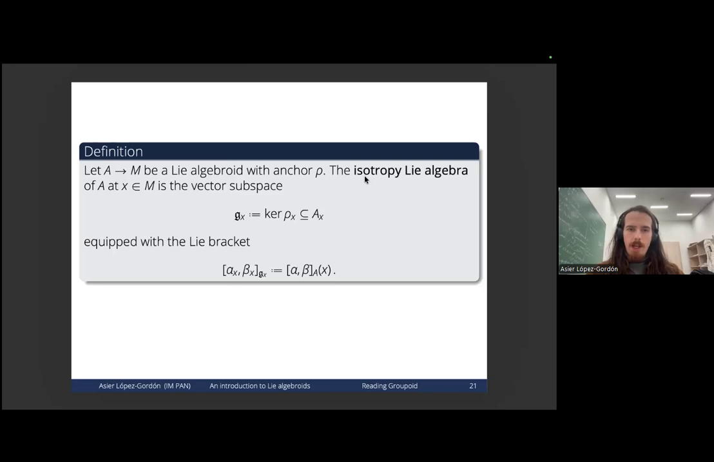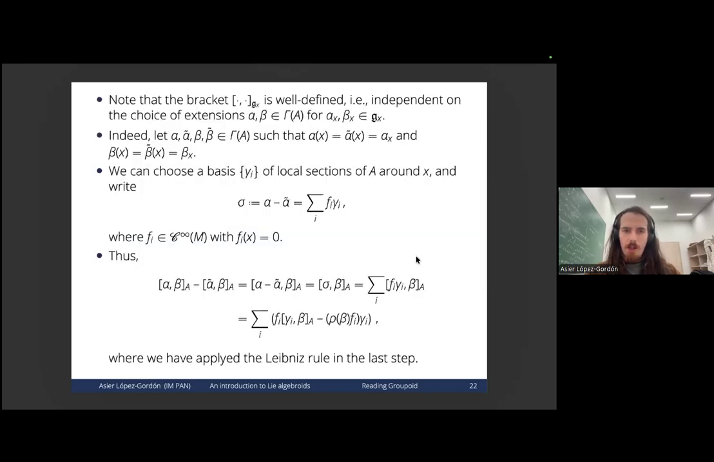In fact, for any Lie algebroid, we associate the isotropy Lie algebra at a point as the vector subspace given by the kernel of the anchor at that point, equipped with the Lie bracket defined by evaluating the Lie bracket of the algebroid at the point. And one could wonder if this is well defined. So let me show it.